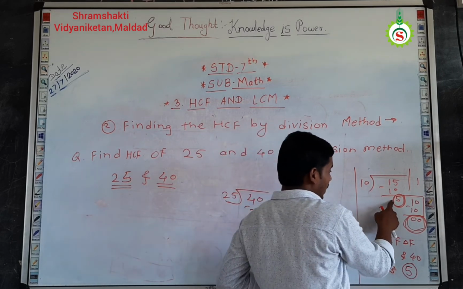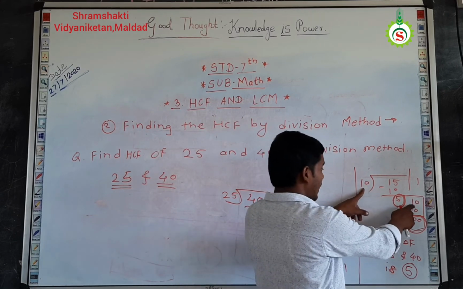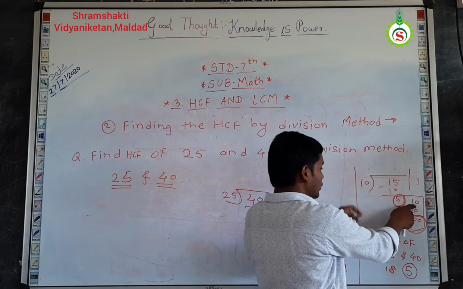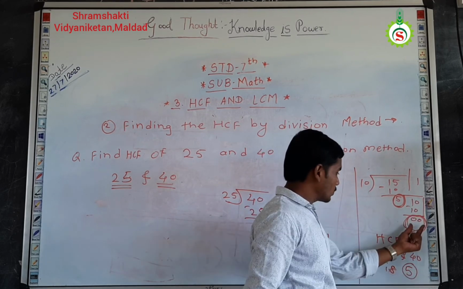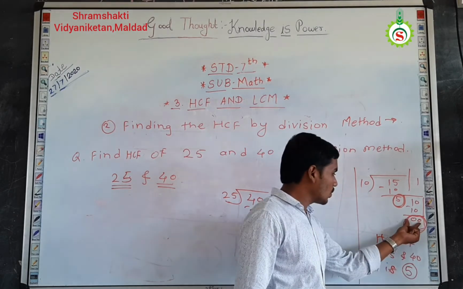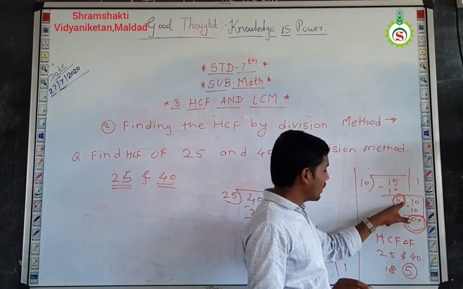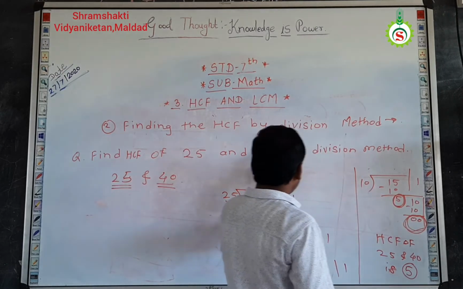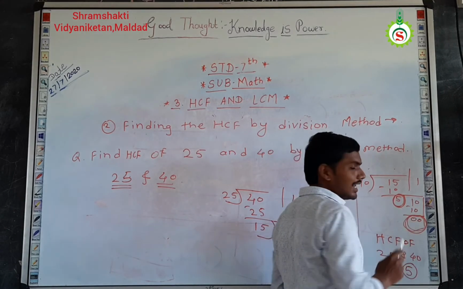So remainder is 5. Now remainder is 5 and divisor is 10. So I have again taken out the division. So 5 twos are 10. So 10 minus 10 is 0. So if I get the remainder 0, that means I have to stop. Now I have stopped here, that's why the HCF for the given numbers is the divisor of the earlier division.